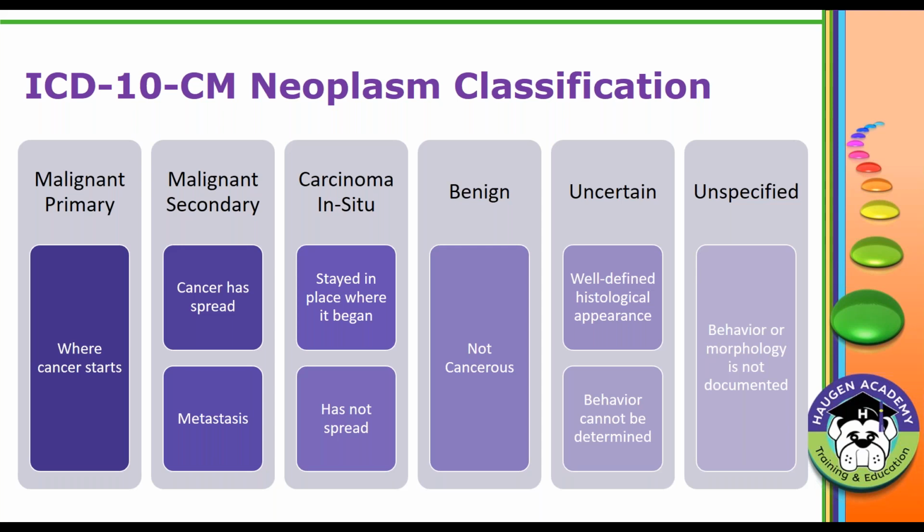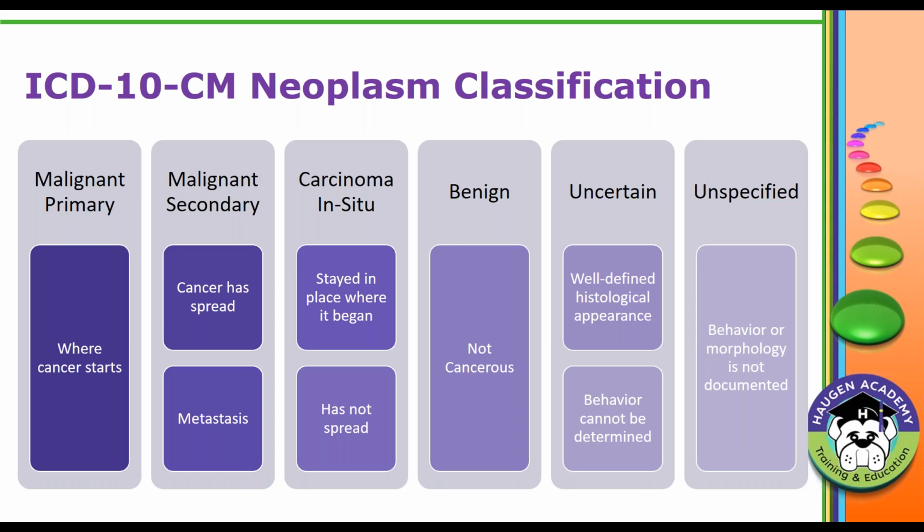So malignant primary is where the cancer starts. Malignant secondary is a metastasis, so the cancer has spread. Carcinoma in situ stayed in place where it began and has not spread. We have benign, which is not cancerous.